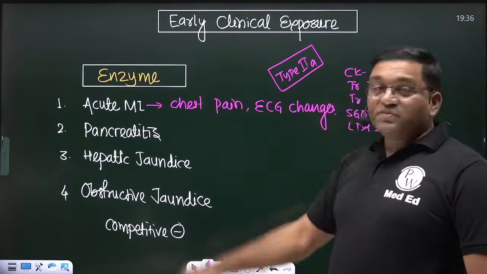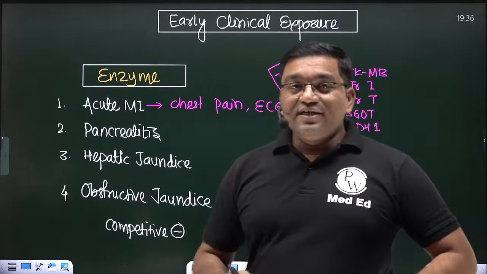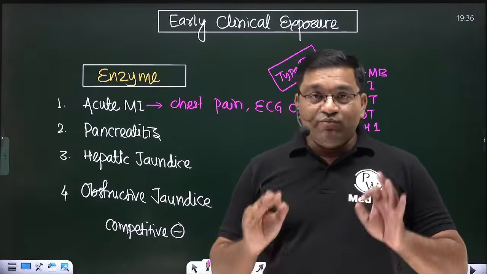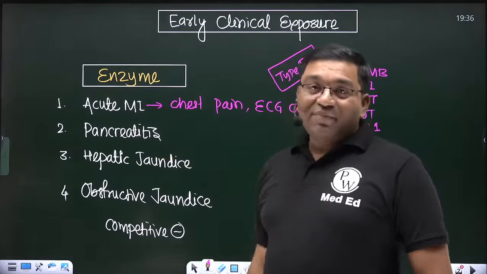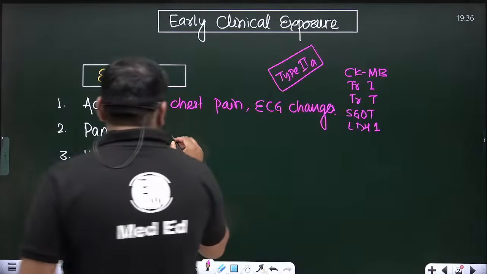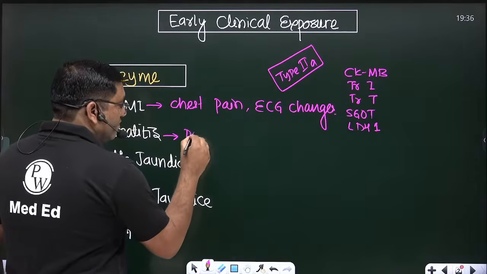Now the second case is pancreatitis. In the clinical case, there may be a history of abdominal pain. Remember, severe pain in the abdomen in pancreatitis. So clinical history, pain in the abdomen.